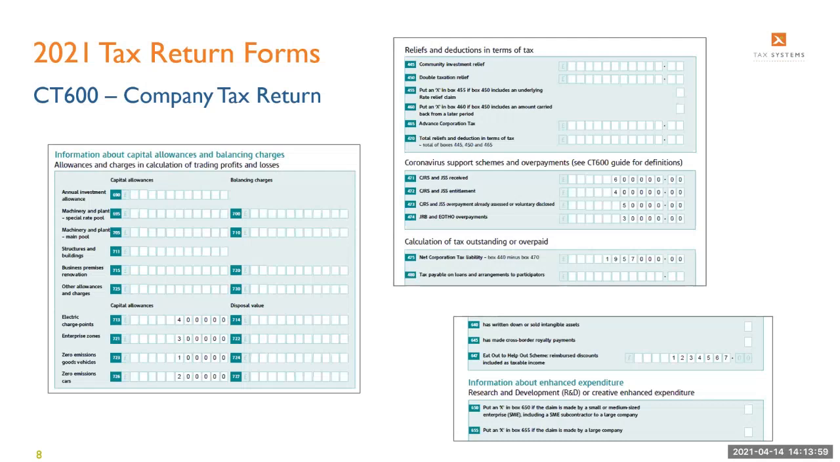And then finally, there's also a new box for businesses to enter the amount of Eat Out to Help Out reimbursement they received and to confirm that this has been included within their taxable profits.